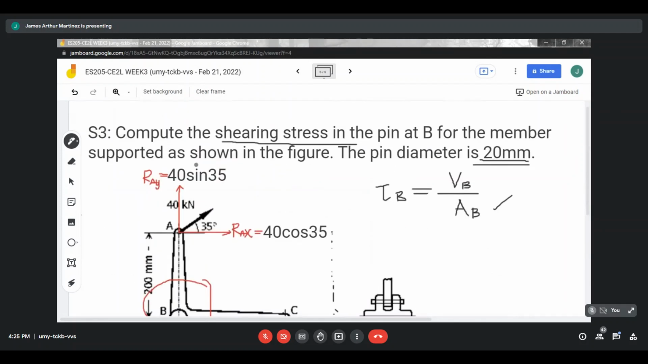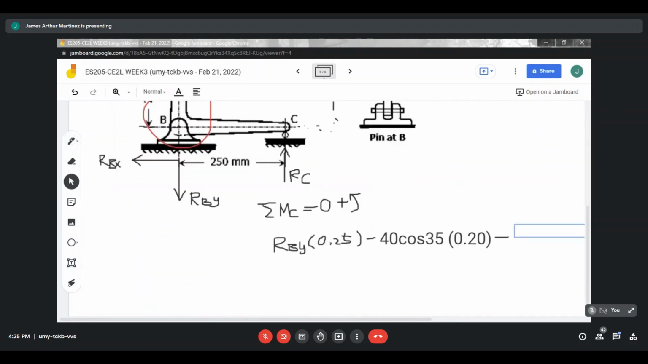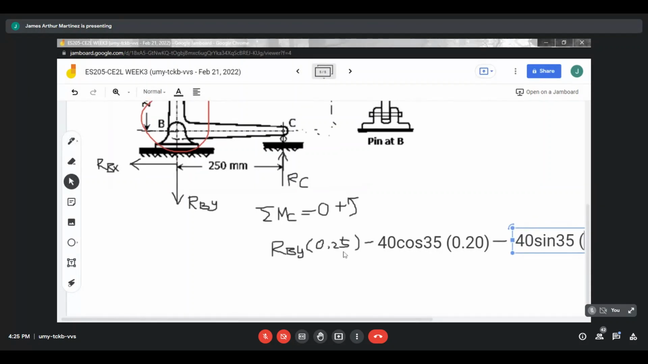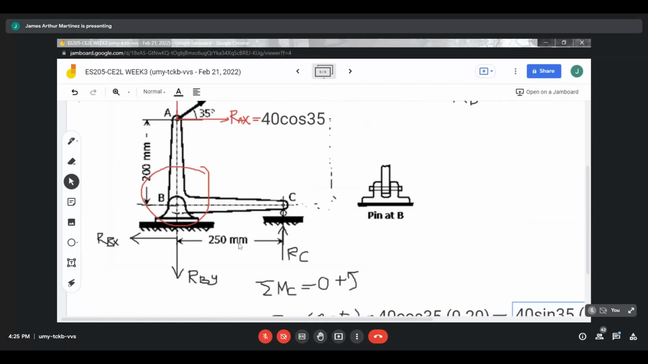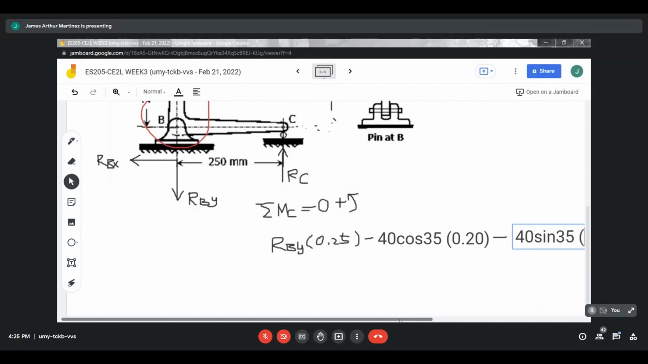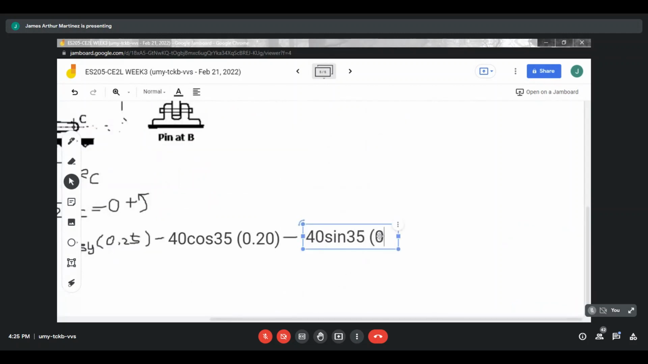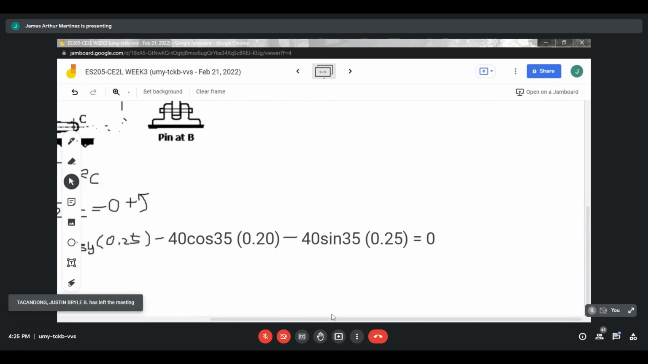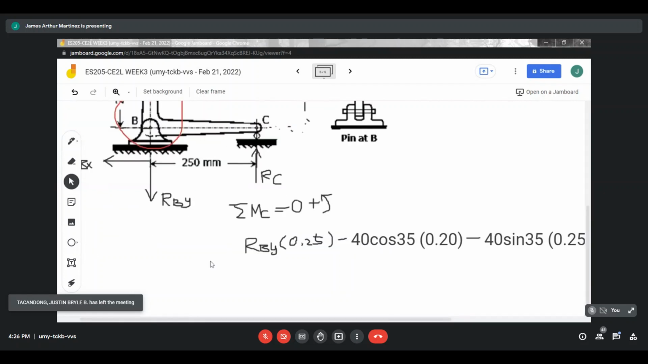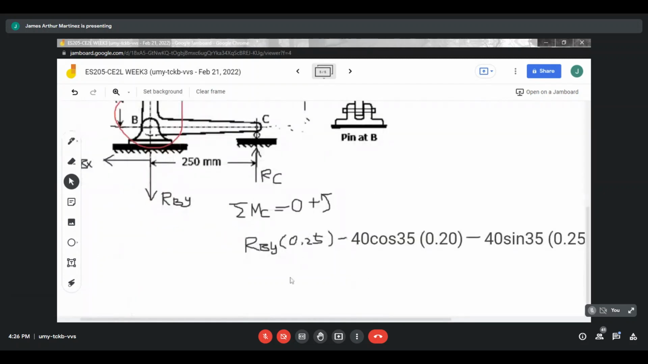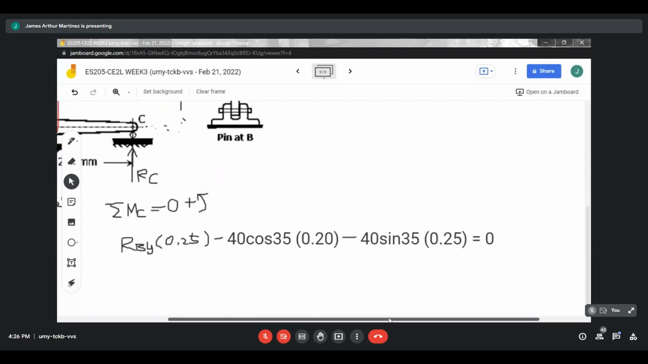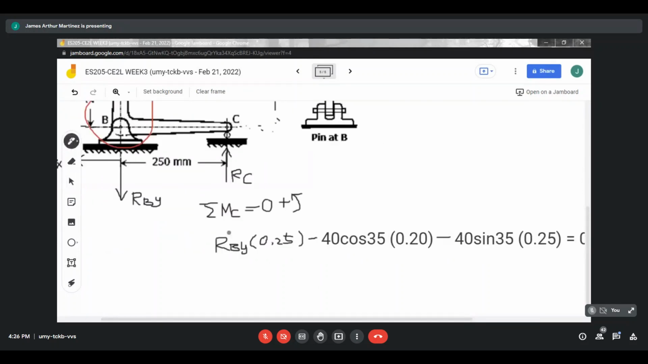So minus 40 sine 35 times its moment arm to point C. So kanang siya, so si 250 millimeters or 0.25 meters. Equal now to 0 since wala na may lain force nga atong i-consider, no. So na-consider na nato siya tanan. So meaning the only unknown sa atong equation is si RBY. So makuha nato siya. Ma-obtain nato ang value for RBY.